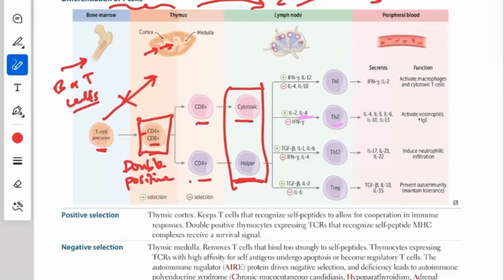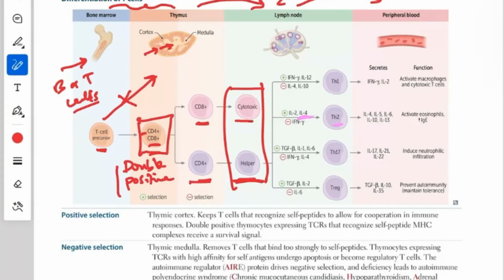Remember I told you that if you look at the T cells in the blood of every normal person, you're supposed to see either CD4 or CD8. But during development of the T cell, when it gets to the cortex of the thymus, that immature T cell is known as a double positive immature T cell. They call it double positive because it has both CD4 and CD8. So this is what is in the cortex.